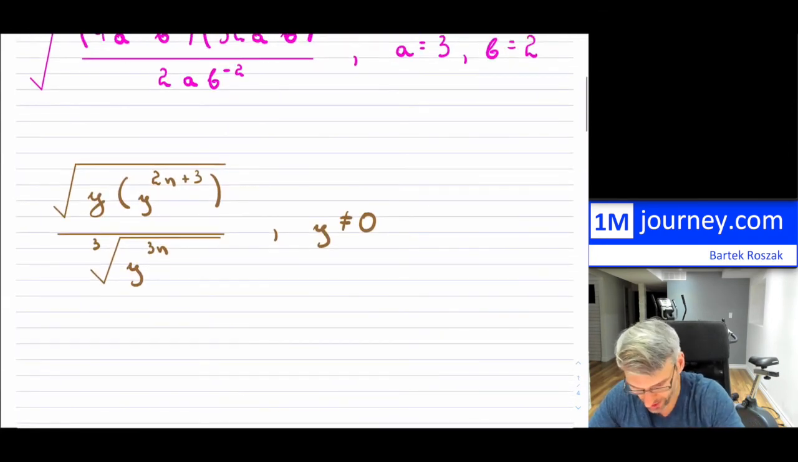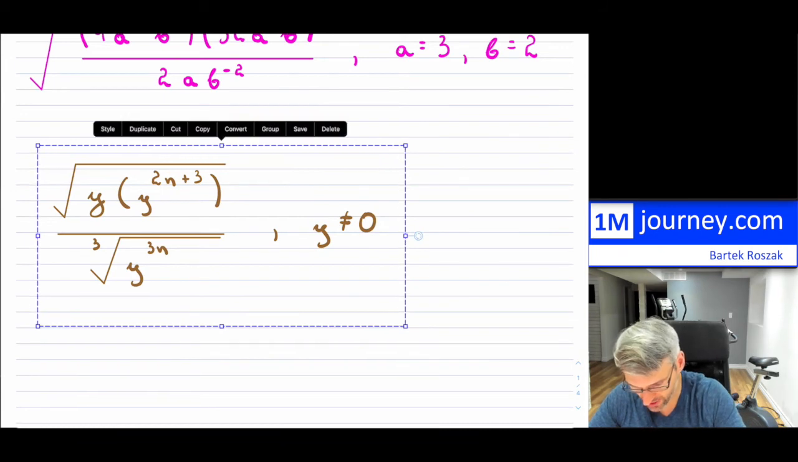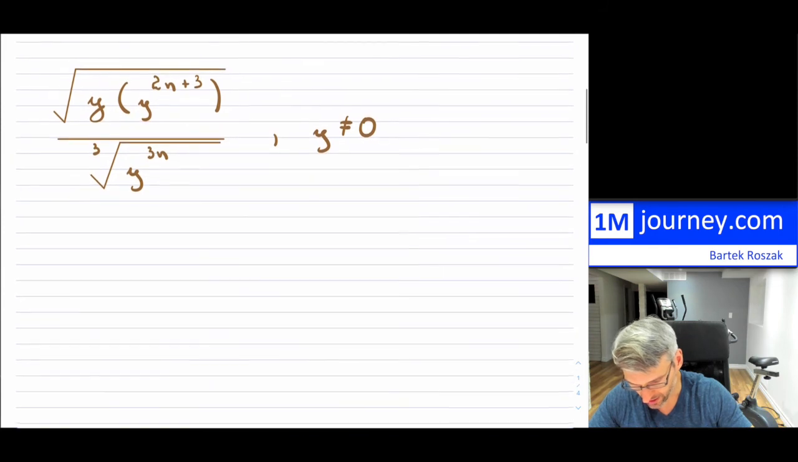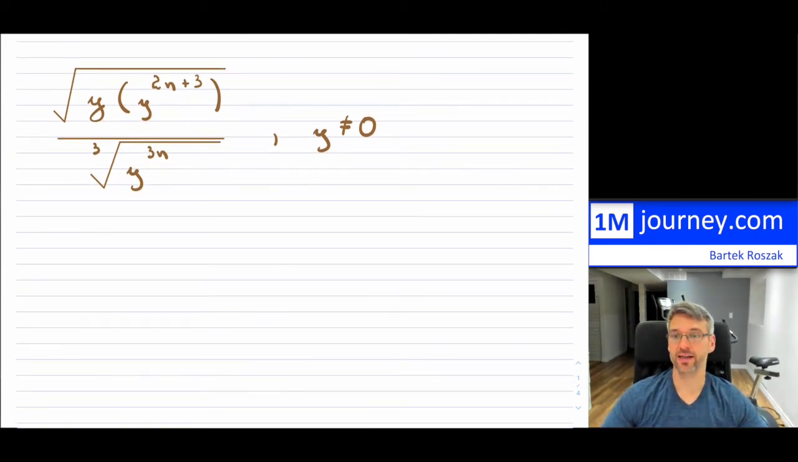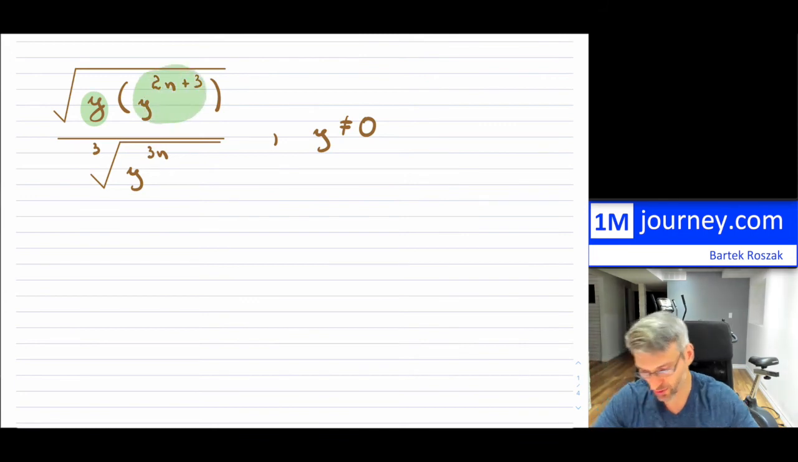And here is your third example. This is probably a little bit more challenging because it doesn't have necessarily numbers. It looks kind of complicated. Actually, I think I can work it out here. So let's simplify this whole thing. All right, okay, so I'm going to take this y, and then it's multiplying this. Now it has an exponent of 2n plus 3. This is the tricky part.